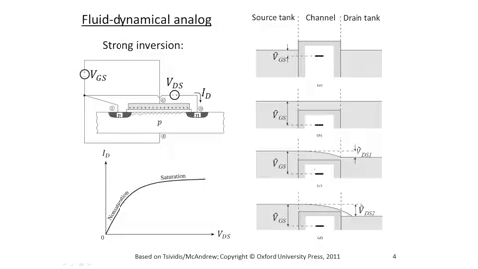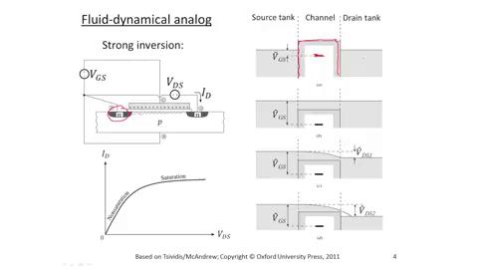This is the fluid dynamical analog I was talking about. So the source region here corresponds to a tank over here full of water. And the drain region corresponds to another tank full of water. In between them there is this separator that in the position shown prevents communication between the source tank and the drain tank. I have a handle on this separator and I can move it up and down.